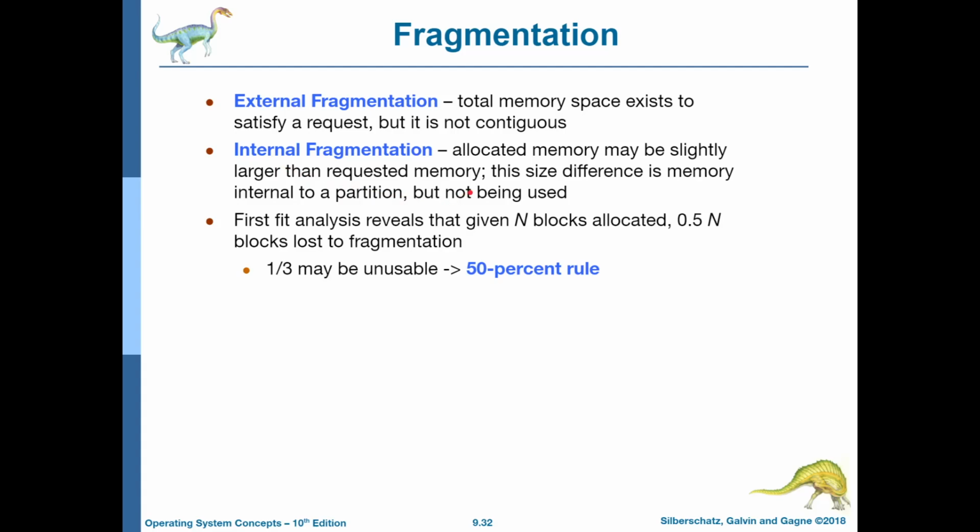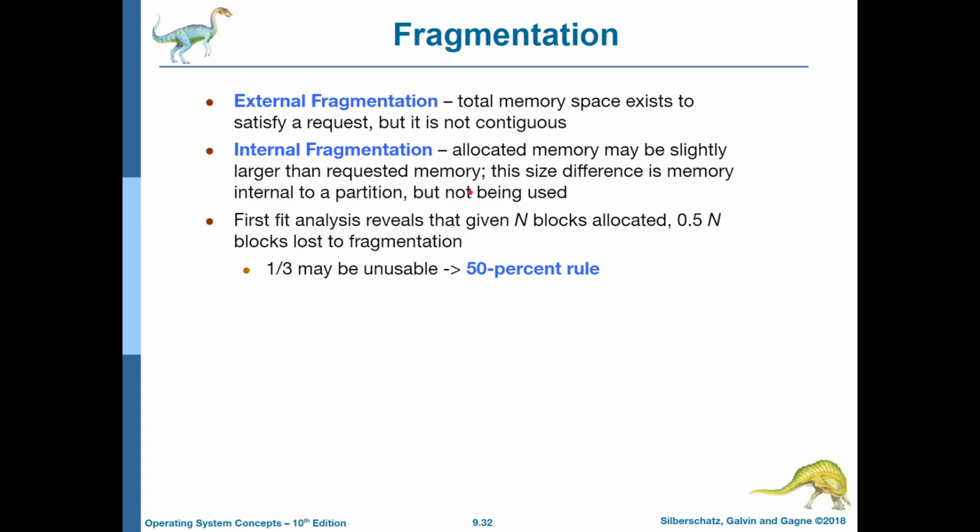The alternate to that is called internal fragmentation. Internal fragmentation is where a block is allocated for a process that is larger than what the process needs, which means the process is only going to need, say, 5 kilobytes. But the operating system has allocated 8 kilobytes for that particular process. The process is never going to exceed 5 kilobytes.